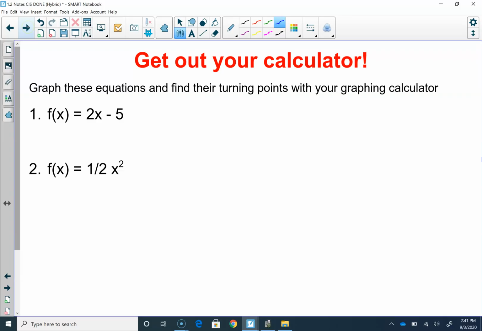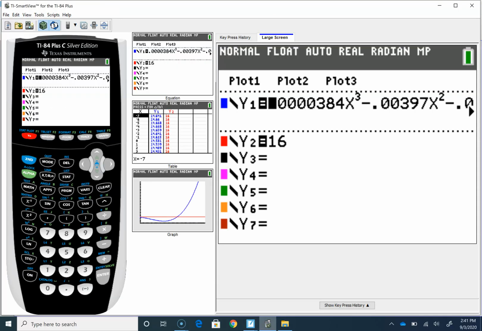Okay, get out your calculator. If you need to pause this for a second, you can do that. We're going to graph these equations and find their turning points with your graphing calculator. So if we take a look at this first one here, we know this is a line, right? So I'm just going to put this on my calculator, and you might want to write some directions down for your calculator so you know how to do them.